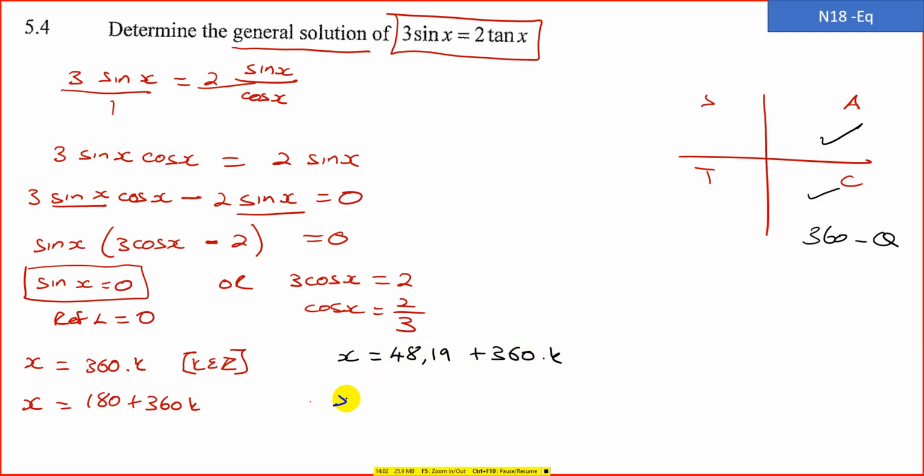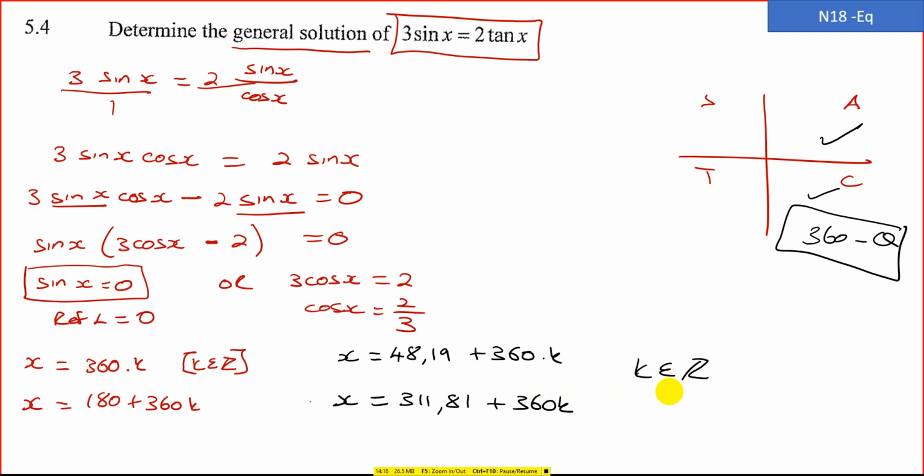And in quadrant 4, we're going to say x is equal to, we're going to take 360 minus 48.19, which is 311.81 plus 360k. And remember that k is an element of integers.